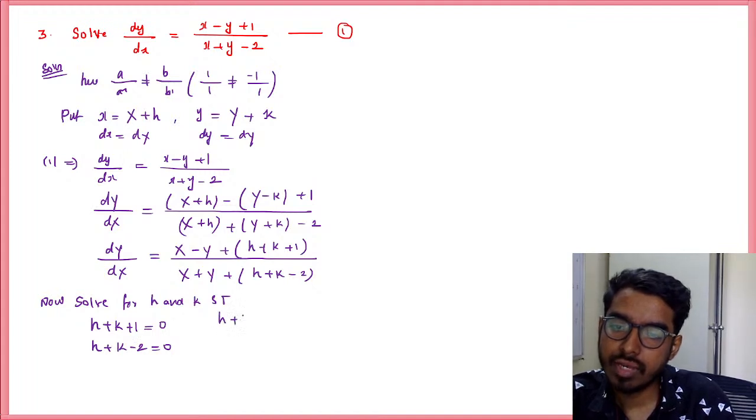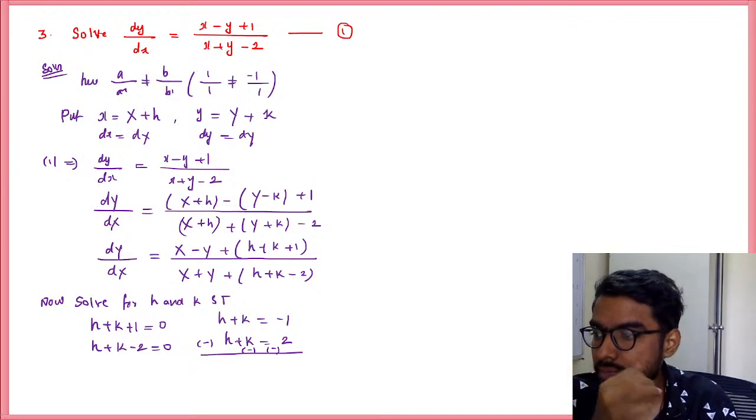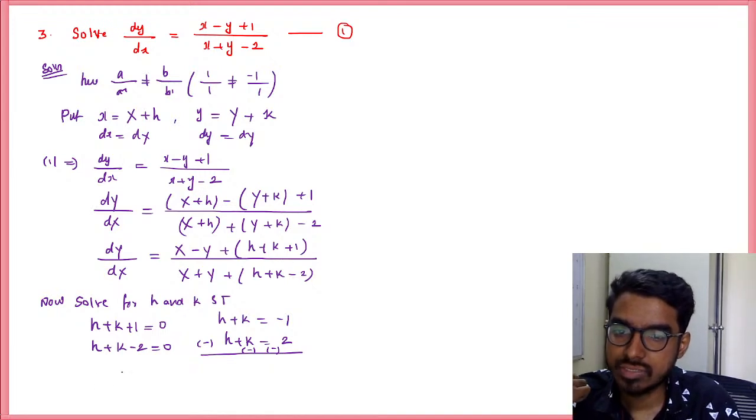To solve this, we will have h plus k to be equal to 2, and h minus k to be equal to minus 1.